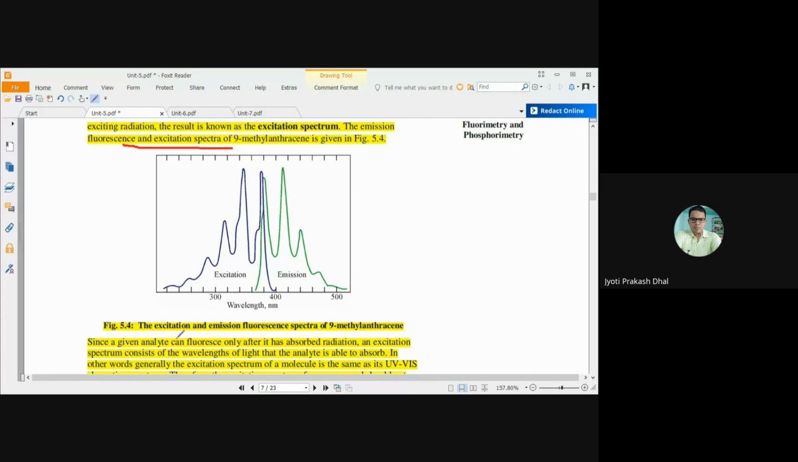So this is the fluorescence spectra of 9-methyl anthracene. From the 9-methyl anthracene you can see, this is the excitation wavelength, that means the molecule will undergo excitation by absorption of energy within this wavelength range, and after that they will come back to the ground state by emitting light or by emitting glow. The emission spectra has a longer wavelength. So this is the excitation spectra and this is the emission spectra.